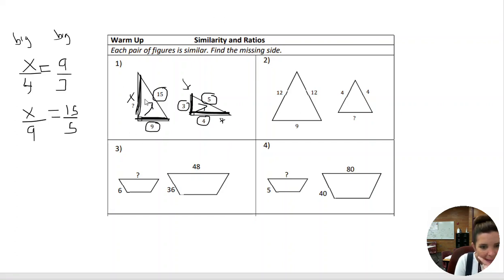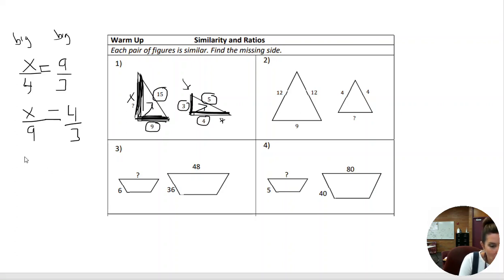Sorry, you guys, I need to back up. So if we do this side right here, x over 9. Sometimes when I'm doing these videos, I get a little bit lost. Okay, so if we're doing x over 9, we just did the longest leg over the shortest leg. Then we have to do corresponding sides. So we have to do the longest leg of the smaller triangle over the shortest leg.